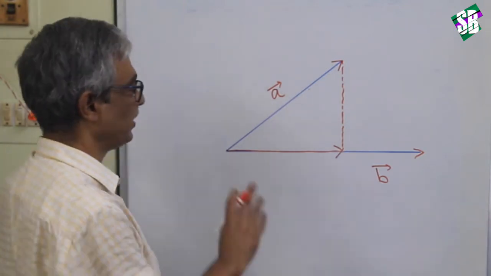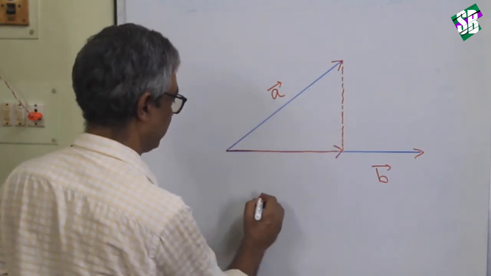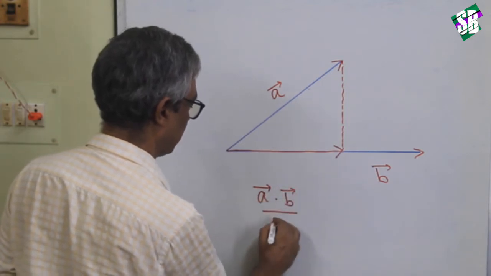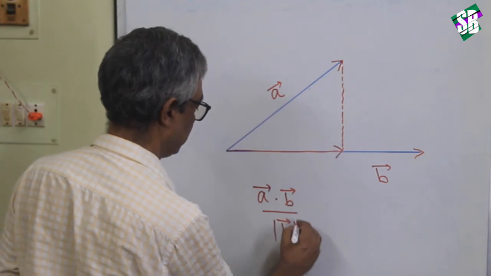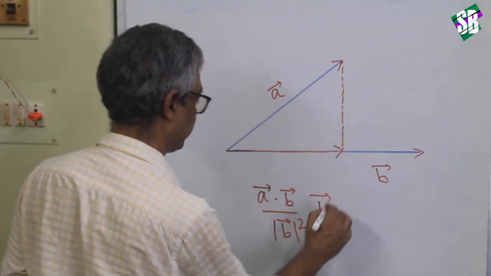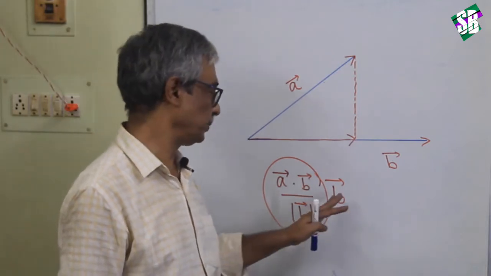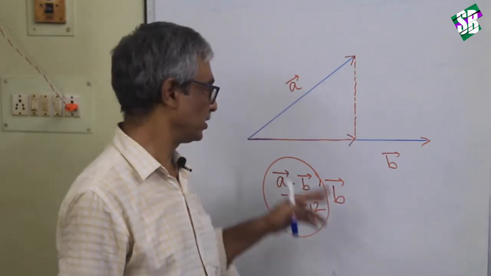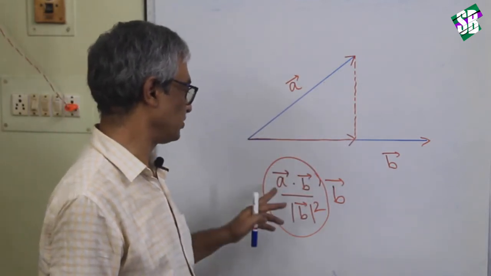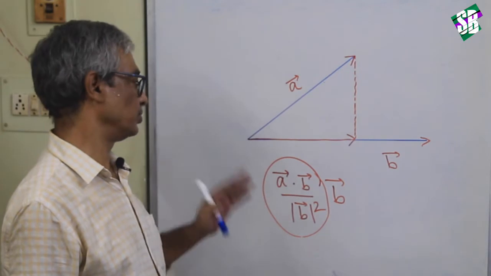And in the previous section I have told you that this vector is a vector dot b vector by mod b vector squared, this scalar multiple of b vector. Okay, this is the scalar that has to be multiplied with b vector to get this vector. Now, number 1 point of observation is this quantity may be negative or may be positive.